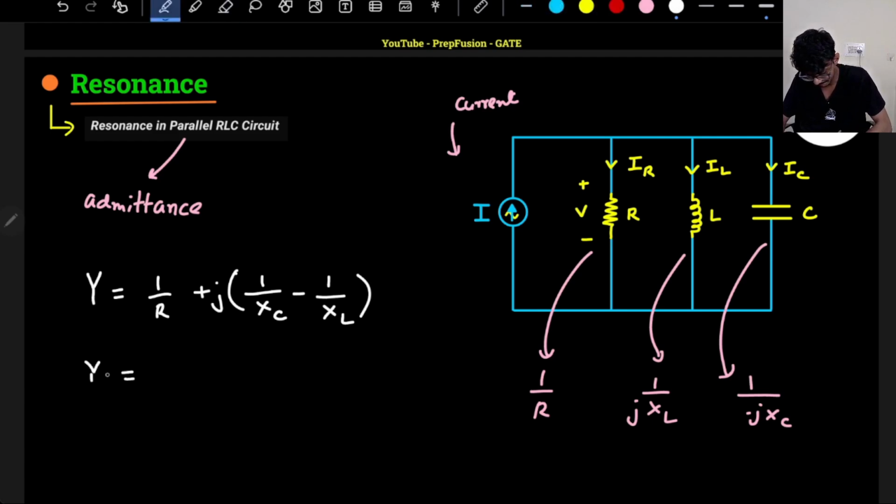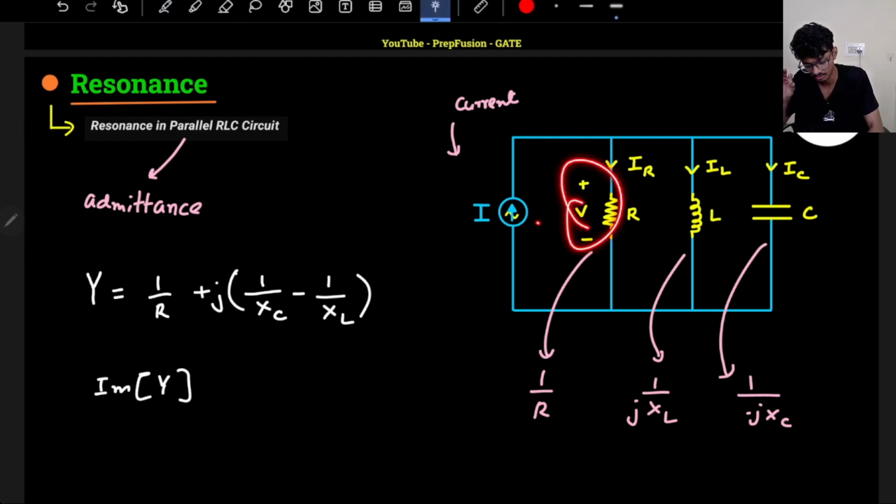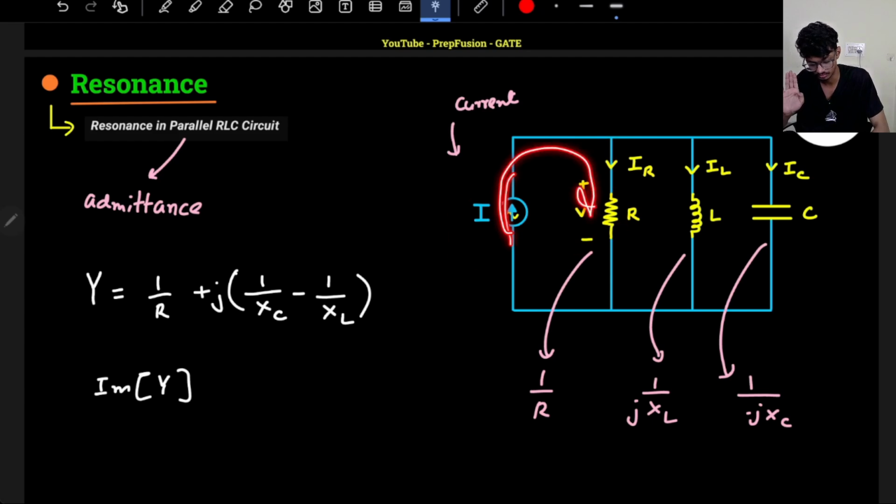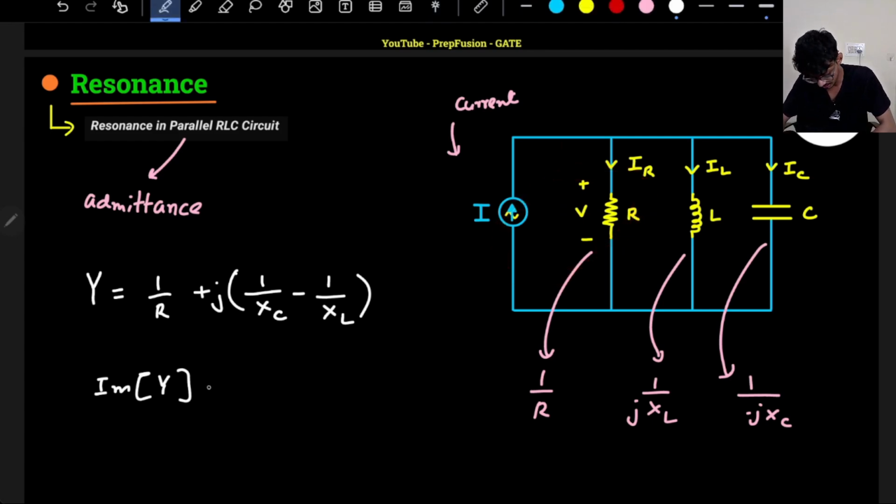So Y equals 1 by R. Now what do we have to make? We have to make the imaginary part of the admittance 0 because I want my circuit to be totally real. Then only the current and voltage will be in phase. The supply voltage and current, both of them will be in the same phase. I want it to be a purely resistive circuit. So this will be 1 by R, that is, the imaginary part is 0. That is, 1 by XC minus 1 by XL equals 0.